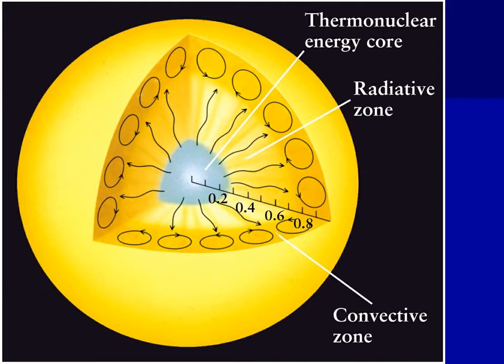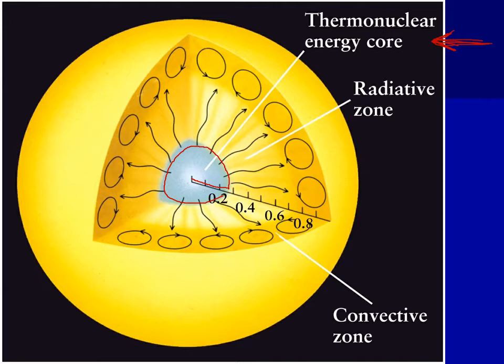And the basic structure of the sun is that from the center outwards, about a quarter of the way or so, is the core of the sun. That's where thermonuclear reactions are going on. That's where the energy is being produced in the sun.